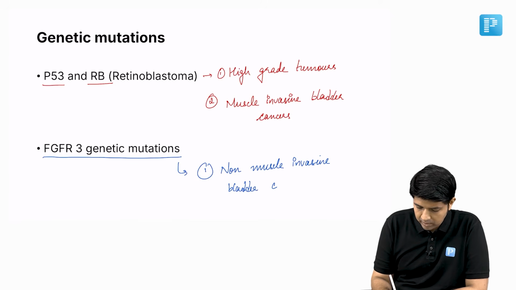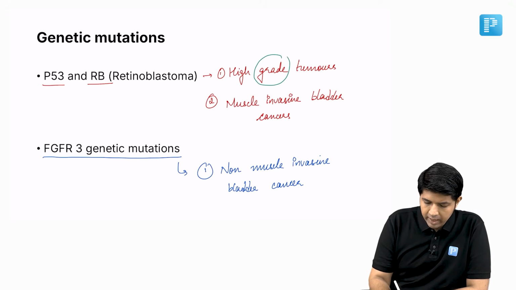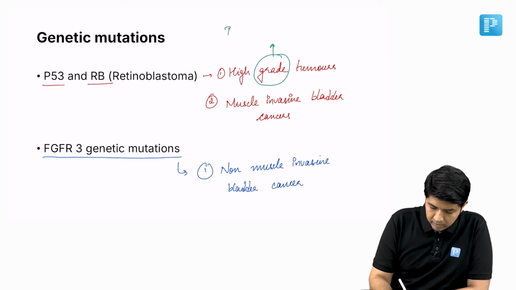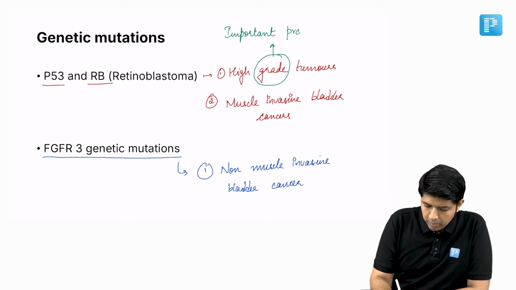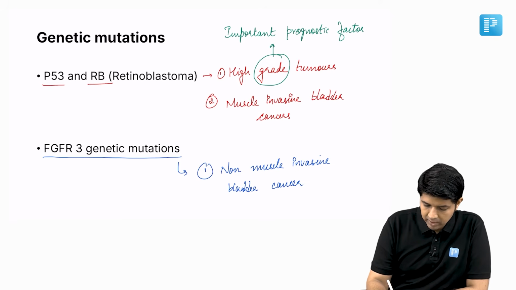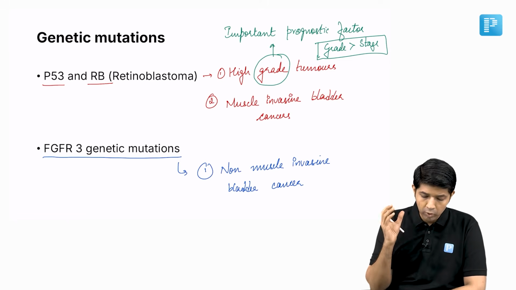On this note, please note that grade is one of the most important prognostic factor. Okay, that is one of the most important prognostic factor in determining the outcome of bladder cancer. Okay, it is even more important than stage. Okay, grade plays a more important role compared to stage of the tumor whenever it comes to prognosis of that particular patient.